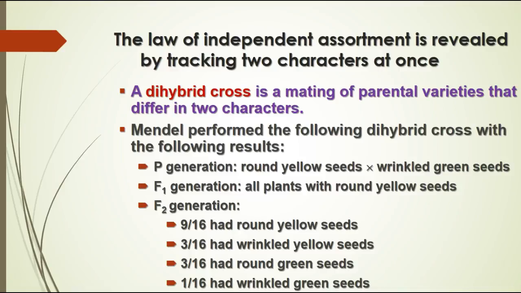He crossed the round yellow seeded plant with a wrinkled green seeded plant. In the F1 generation, all the plants had round yellow seeds, which indicates to us that round is dominant over wrinkled and yellow is dominant over green. In the F2 generation, when they were allowed to self-pollinate, he found some very different results. He found that 9/16 of them had round yellow seeds, 3/16 had wrinkled yellow seeds, 3/16 had round green seeds, and 1/16 had wrinkled green seeds. So let's see how that works.